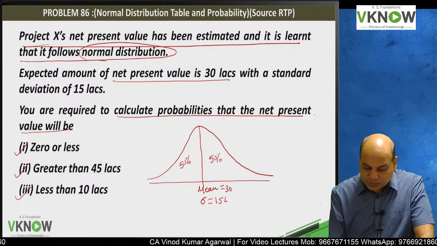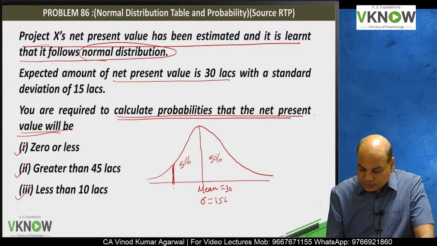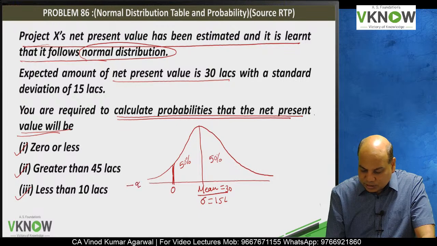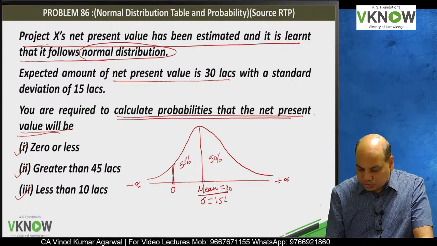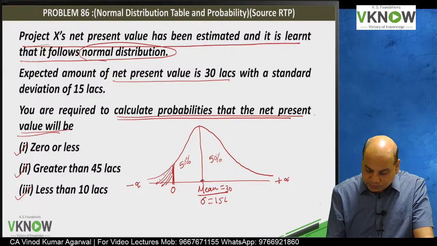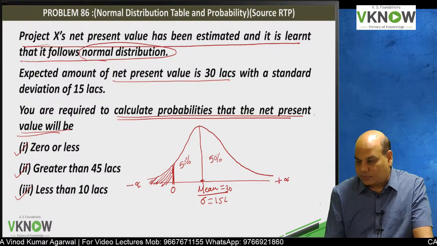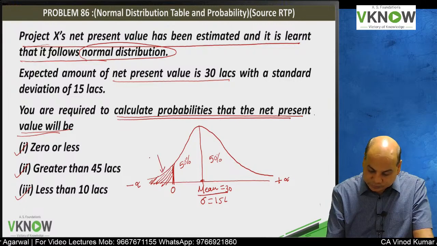Question is, what is the probability that NPV will be 0 or less? 0 will be on the left side because the mean is 30. Numbers go from minus infinity to plus infinity. So 0 would be on the left side of the mean. And you have to find the probability of this area, 0 or less. You have to find the probability of this area.